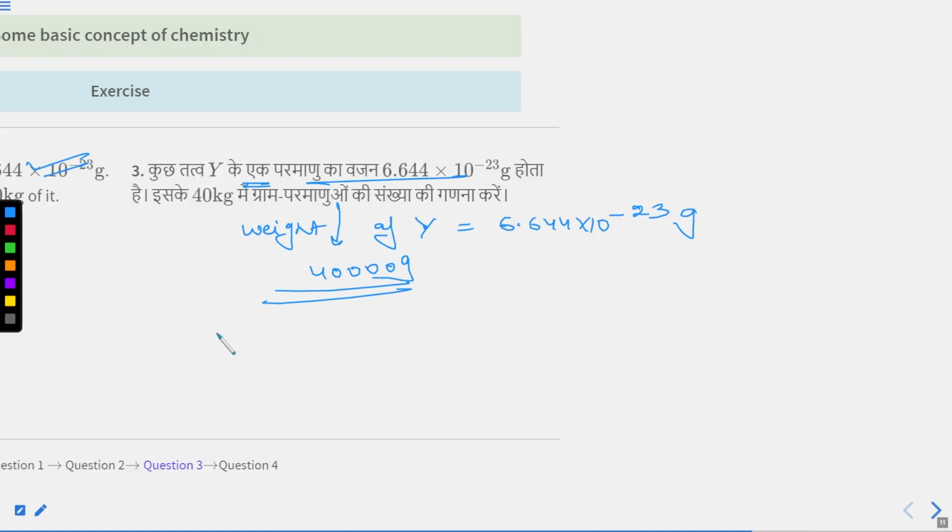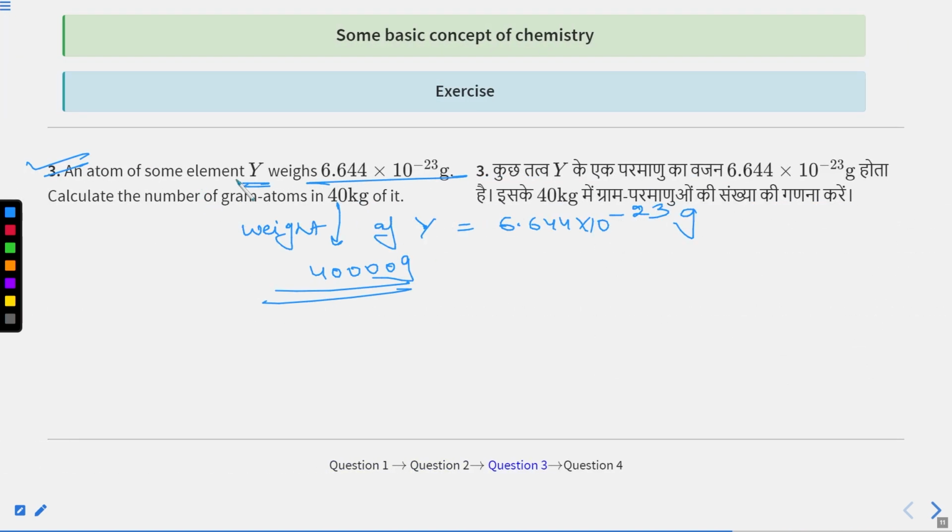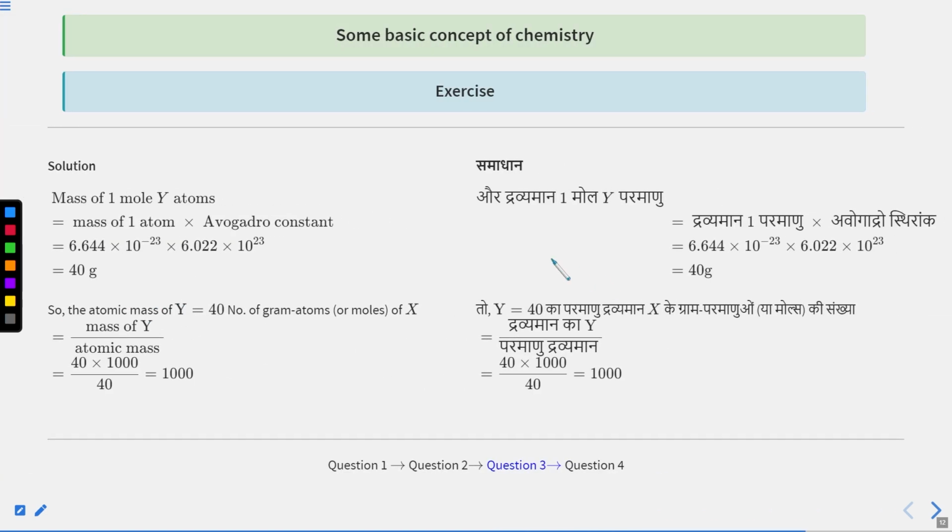So the correct answer for this particular question: an atom of some element Y weighs 6.644 into 10⁻²³ gram. Calculate the number of gram atoms in 40 kilogram of it. That will be 1000 atoms. I hope this is clear to everyone. Question number 3. Let's move to the next question.